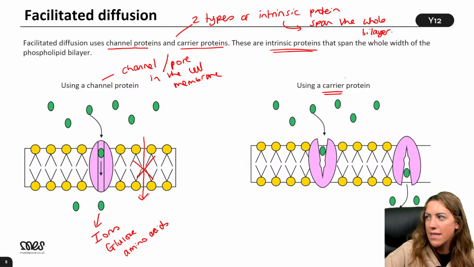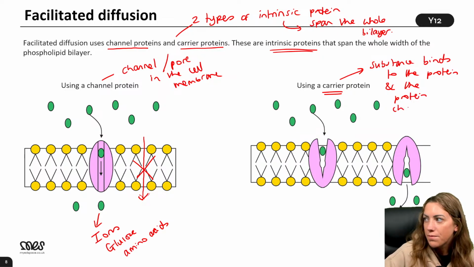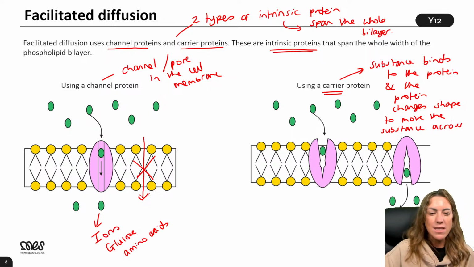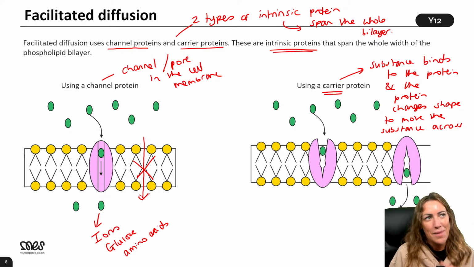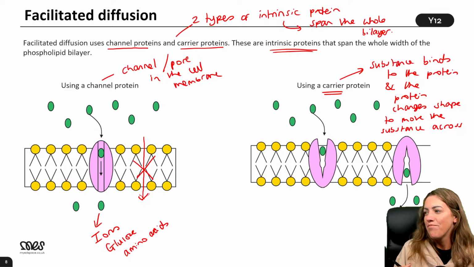Carrier proteins are a little bit different because the way a carrier protein works, it's not so much a pore. The substance binds to the protein and the protein changes shape to move the substance across. So it's not so much like an alleyway. It's like someone picking you up and physically moving you across. Does that make sense? You can see it on the diagram.